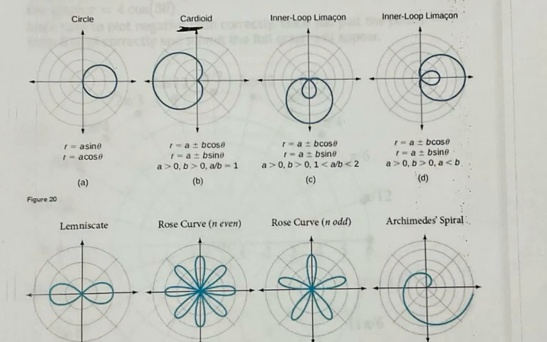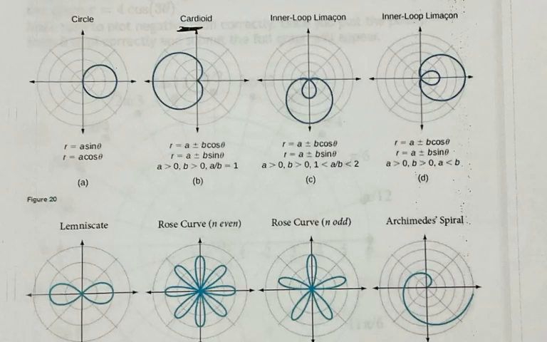What about the Archimedes spiral? You should do less than 0. Now, what happens if A is bigger than B, but it's not more than double it?